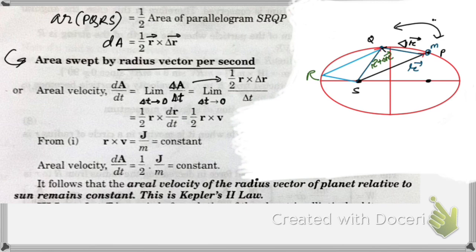So del A is given by half R vector cross del R vector. It can be written as half of R vector taken outside of the limit, then the limit of del R by del t is given by dr by dt. So that's equal to half, and we know dr by dt is nothing but velocity. Hope you have understood this.